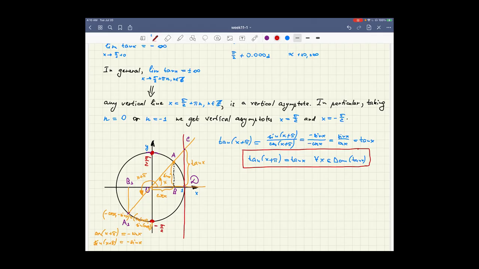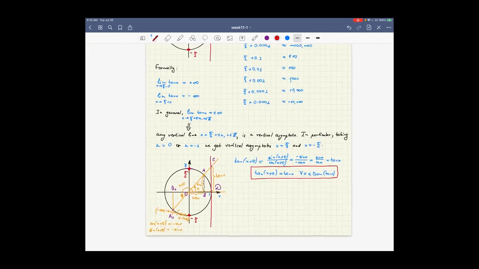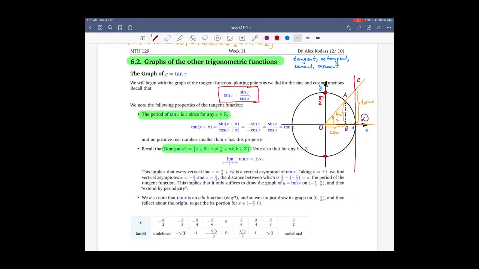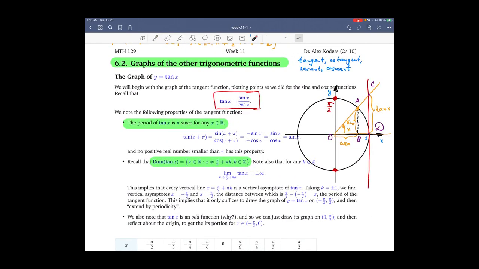It's a little bit more involved to show that no positive number smaller than pi has this property. And so pi being the smallest positive number with this property is the period of tangent, but we will take that for granted. So tangent of x plus pi is tangent x, and no positive real number smaller than pi has this property. Therefore, tangent is a pi periodic function.